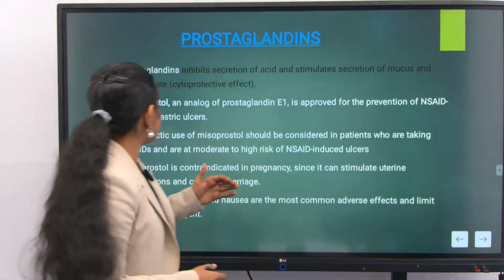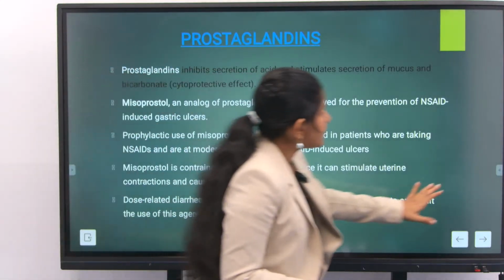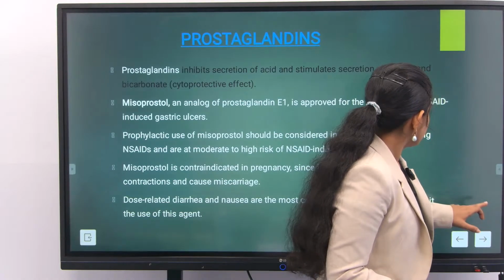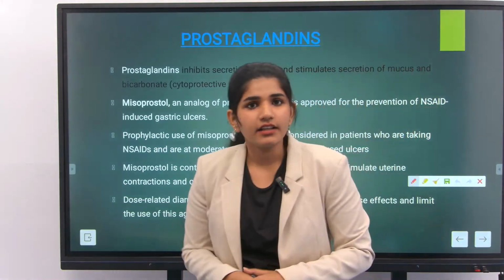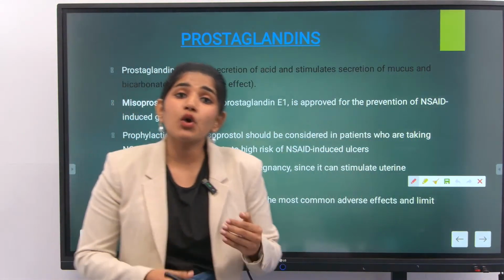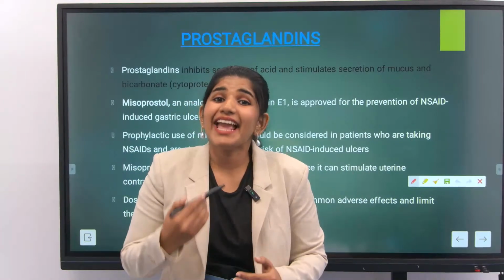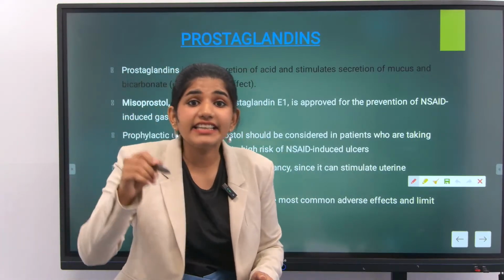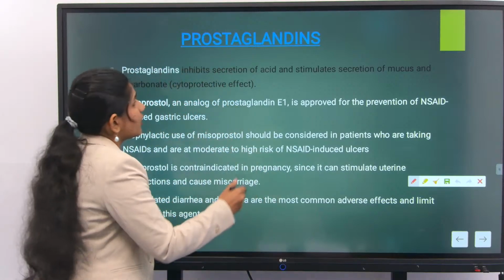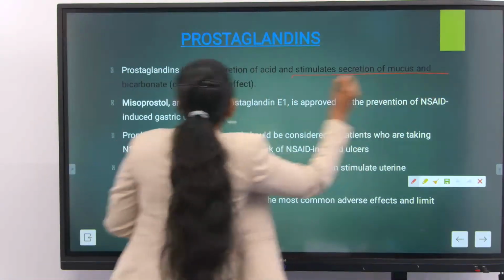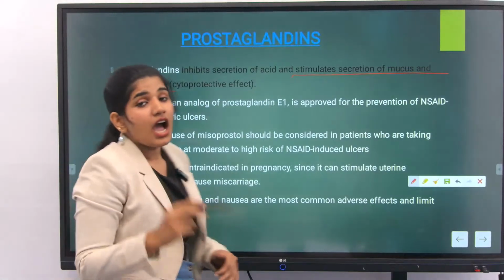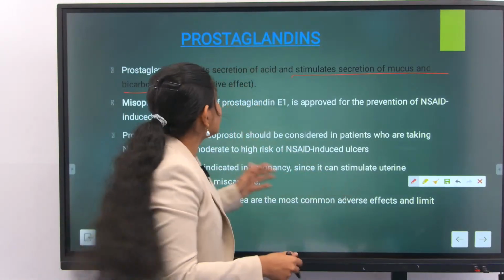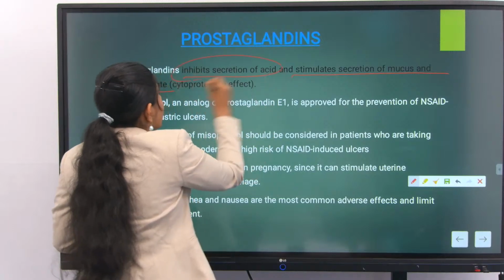What are prostaglandins? We have seen the prostaglandins especially in the arachidonic acid pathway. So how are the prostaglandins actually helping us? Actually, prostaglandins can decrease the acid production. They can stimulate the secretion of mucus and bicarbonate, and they can decrease the secretion of acid.